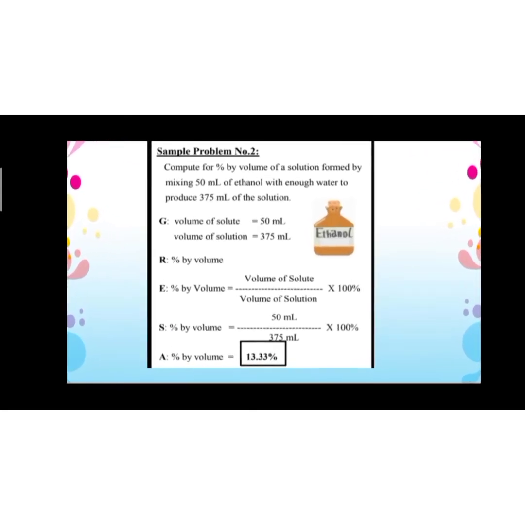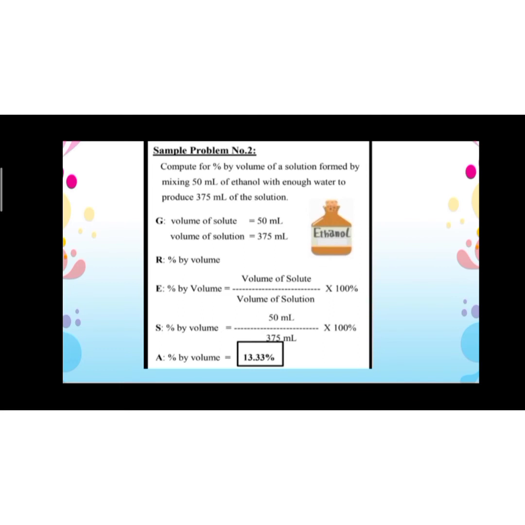Okay, for sample number 2, compute the percent by volume of a solution formed by mixing 50 ml of ethanol with enough water to produce 375 ml of the solution. Volume of solute is equal to 50 ml. Volume of solution is 375 ml. Percent by volume, volume of solute divided by volume of solution times 100.